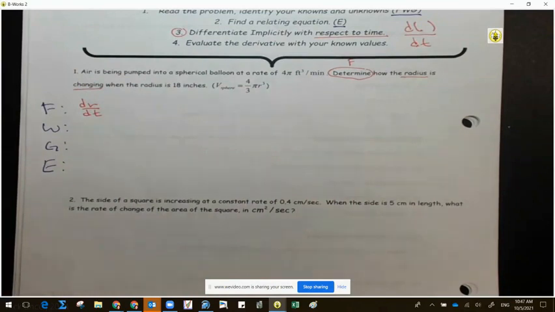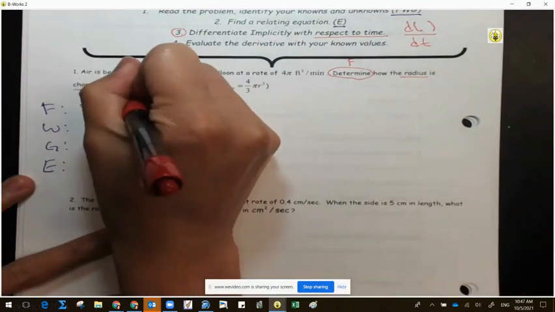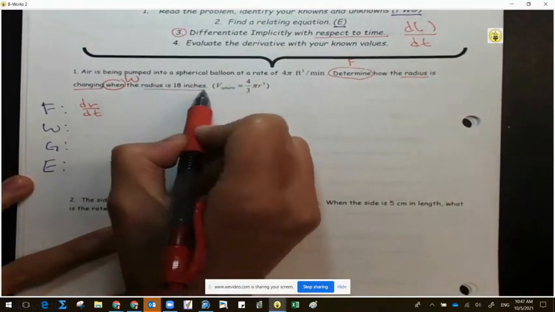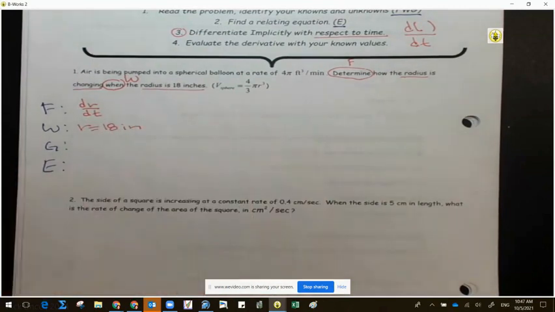Now let's look for the W, the Fuigi W. Do I see when anywhere? When. So here's our when. What is given to us? The radius is 18 inches. And yes, do write the units.